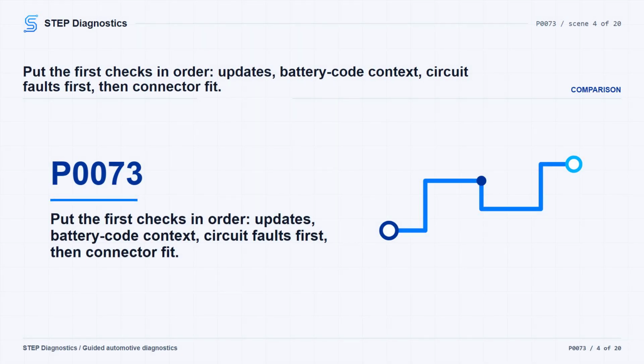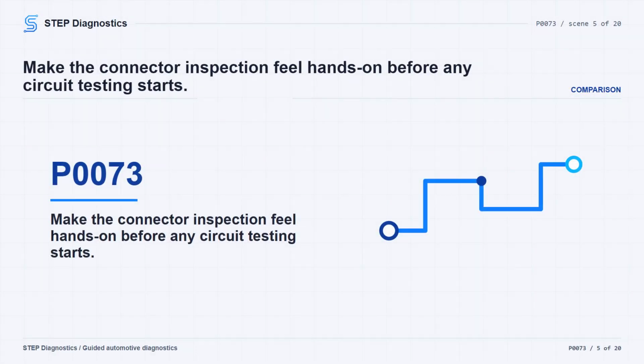Before getting deep into circuit testing, start with the basic system checks. Look for any service bulletins, known cases, or ECU flash updates that apply to this code or symptom. Check the ECU for battery voltage-related codes, because low system voltage can create false direction. If other codes are present, check what they mean first, but keep P0073 focused on the ambient temperature sensor high or open circuit path. Diagnose circuit faults before rationality or performance faults.